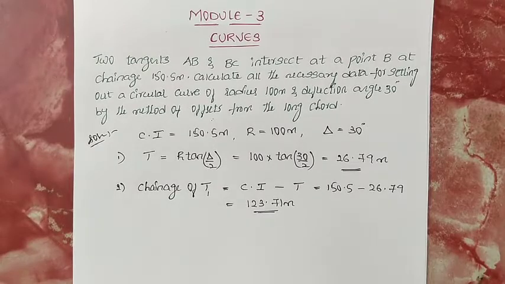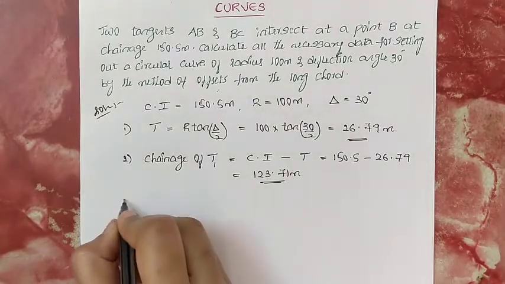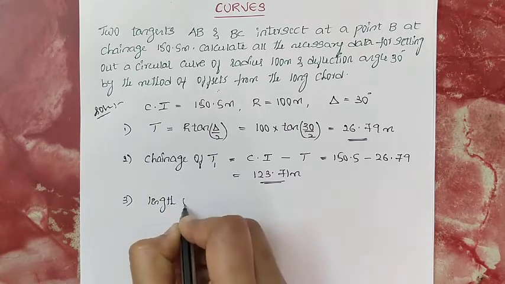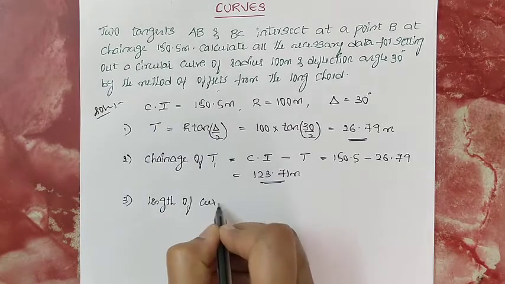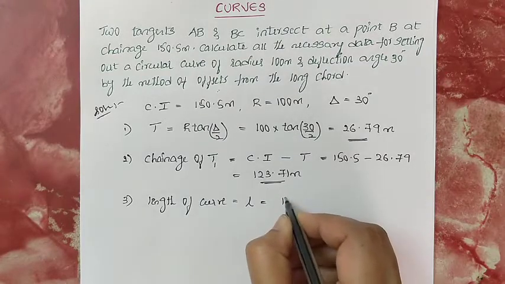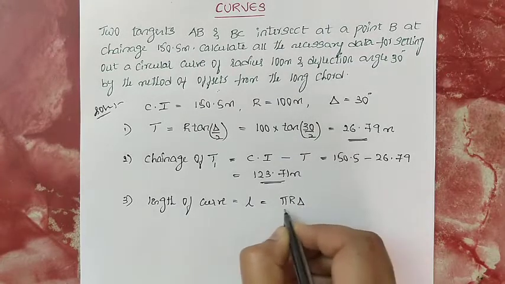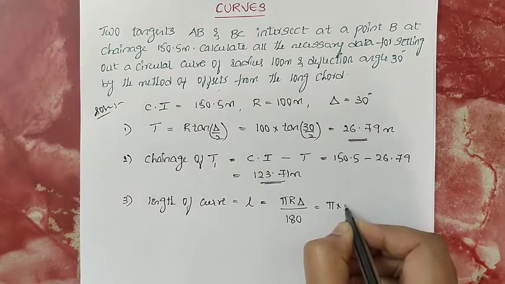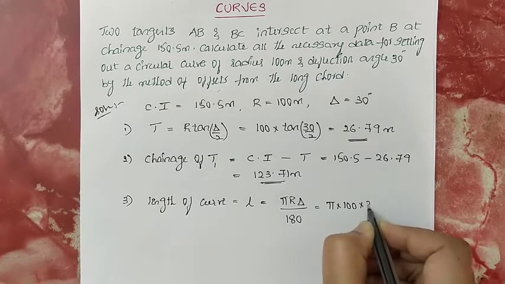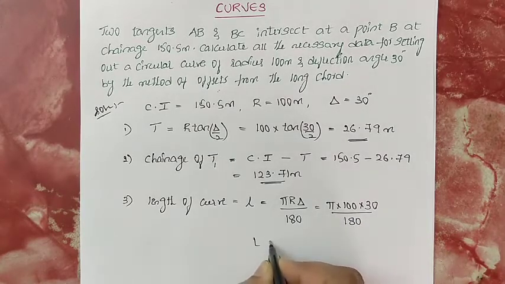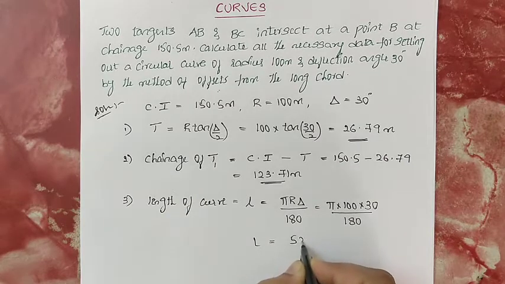Next you calculate the length of curve. Length of curve is denoted by small l. It is given by pi into R into delta divided by 180 degree. That is pi into R value 100, delta value 30 divided by 180, and you will get the L value as 52.36 meter.